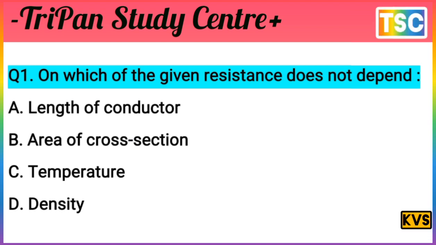The question is clear: on which of the given does resistance not depend? A, length of conductor. B, area of cross section. C, temperature. D, density. Resistance does not depend on density, so option D is correct. Now let's see the next question.